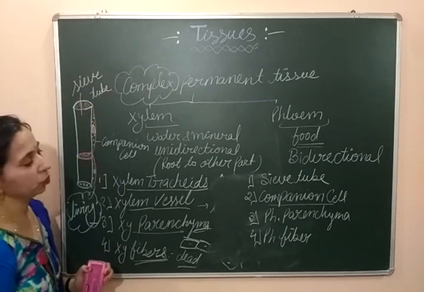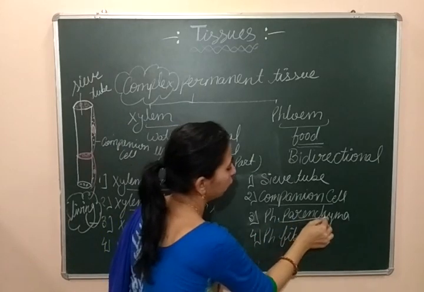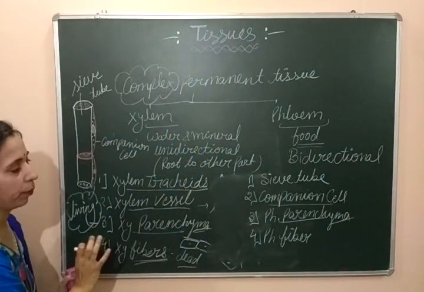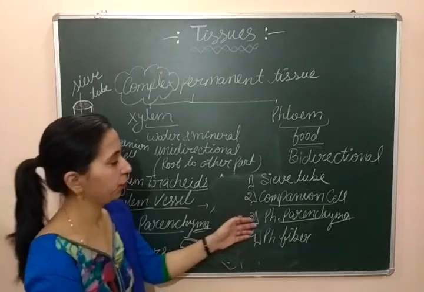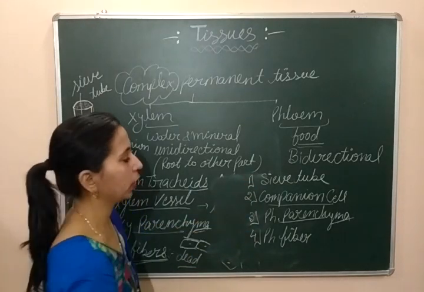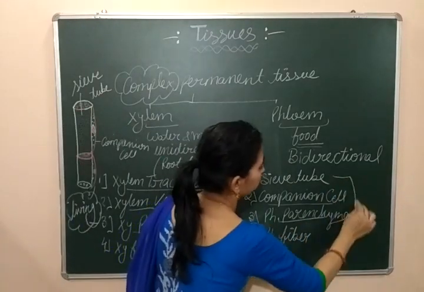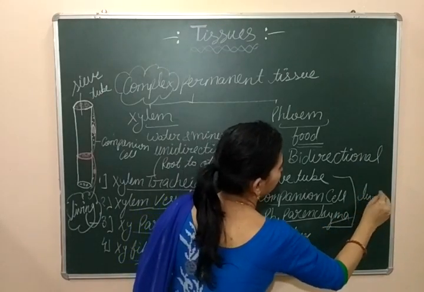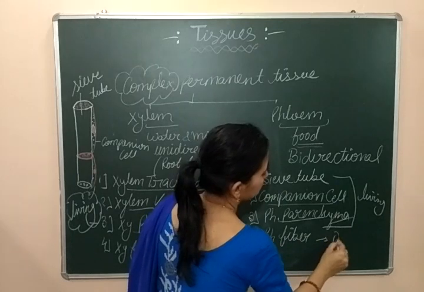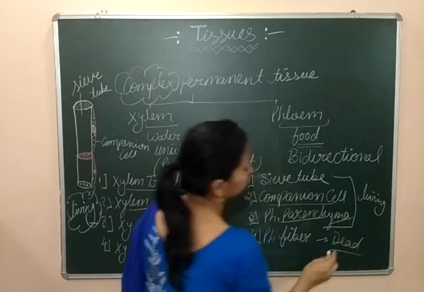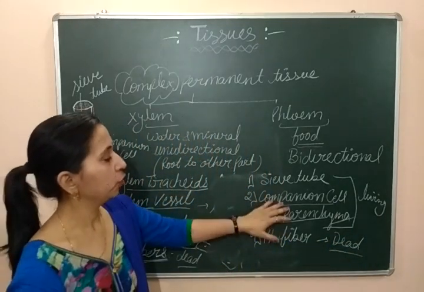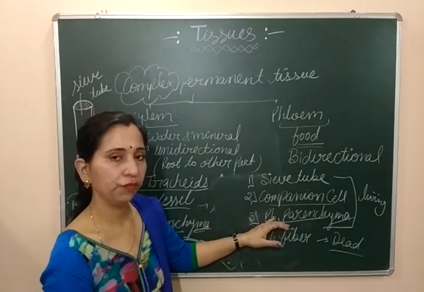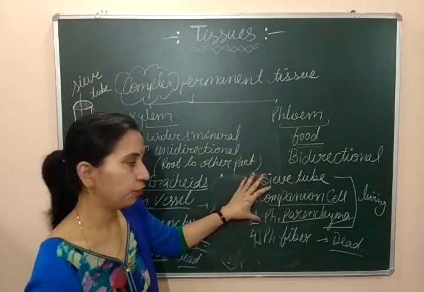Now the next part of the phloem is the phloem parenchyma. Phloem parenchyma, like we already discussed in the case of xylem parenchyma, is a living part. Sieve tube is also a living part. Companion cell is also a living part. All these three are living parts in the case of phloem. Only the phloem fibers are the dead part of the phloem. Phloem parenchyma has a controlling nucleus, so this is also living.